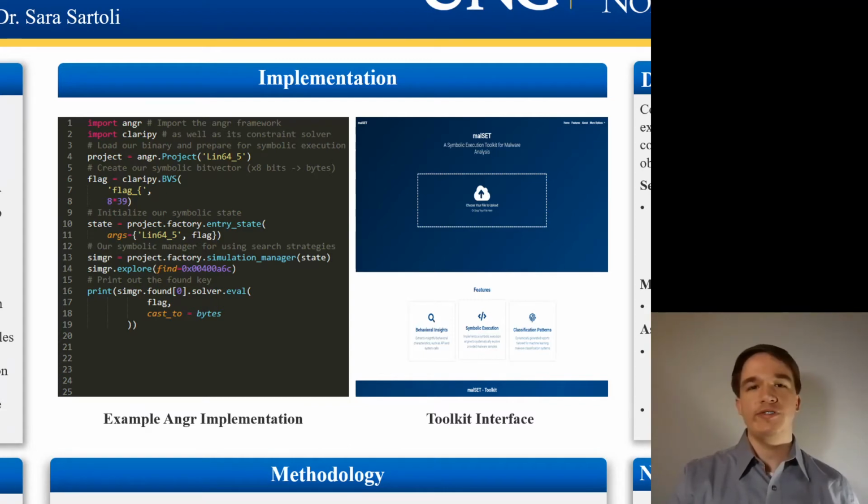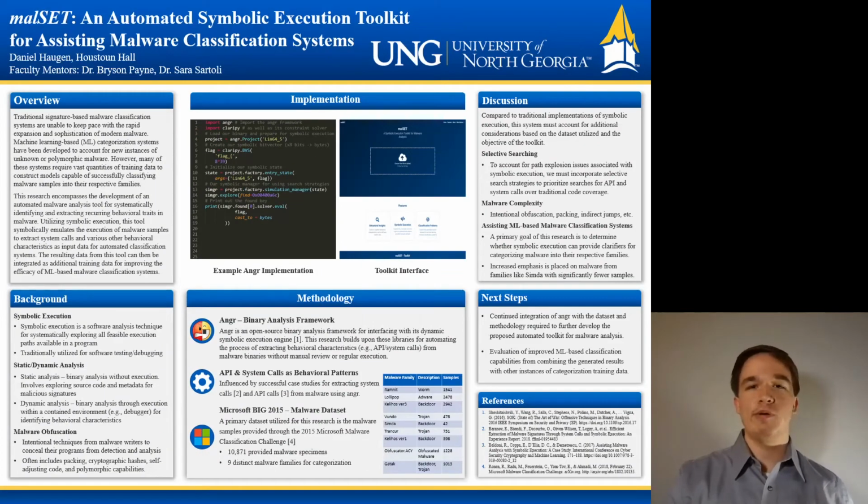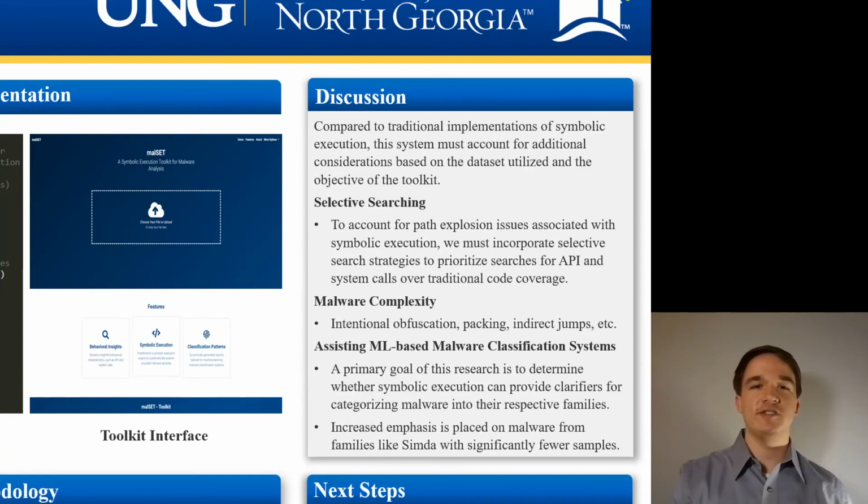Ultimately, our goal is to build upon this process to account for more complexities that are found within malware compared to their benign counterparts, and be able to provide an open source tool like we are in the process of developing and is shown on the right. But in order to accomplish this goal, we will need to account for the additional considerations brought on by our dataset and objective of the toolkit.